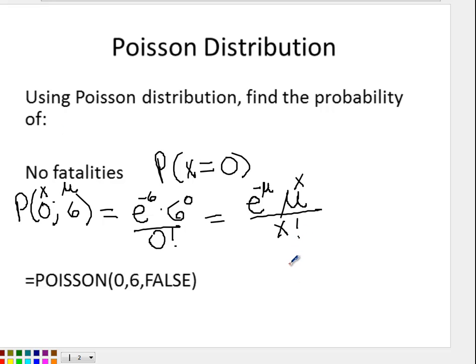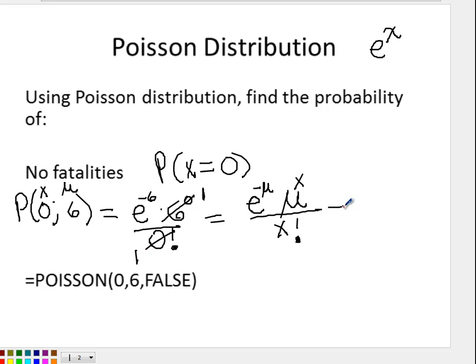Now you can do this by calculator or you can do it by hand. On your calculator, you should have an E button. It should look like this, e to the x. So you can calculate it that way. Once you get that, you multiply it by 6 to the 0 power. Any number raised to the 0 power is 1. Okay? 0 factorial is always 1. So these two things right here would just be 1. So basically the only thing you really need to know is e to the negative 6, and you can do that on your calculator if you have that command on your calculator.